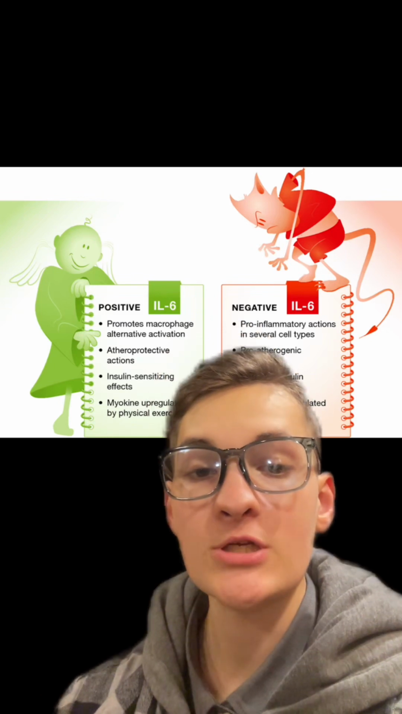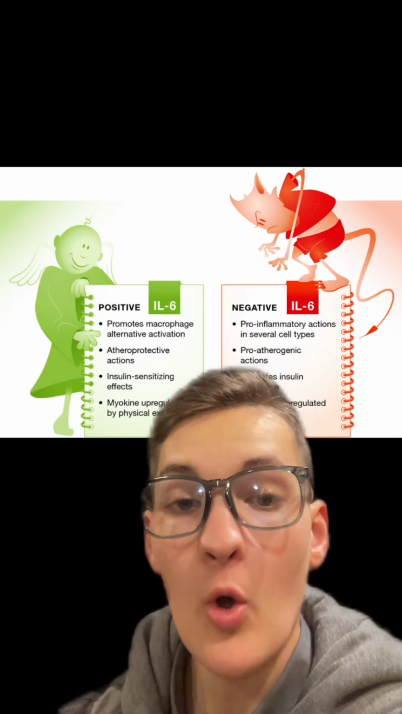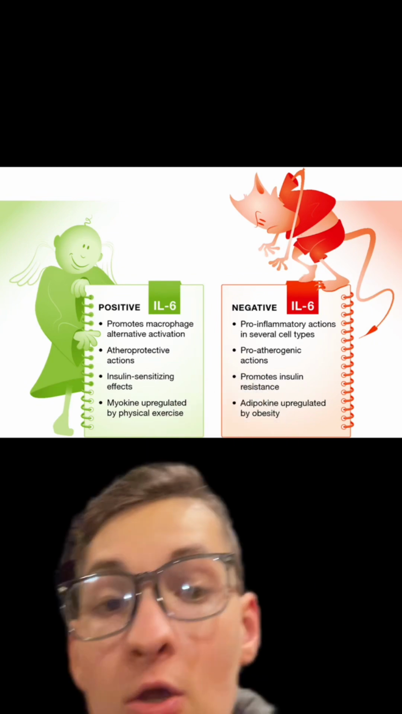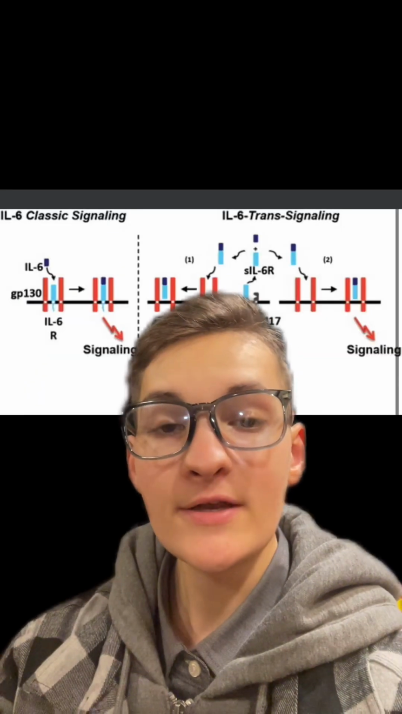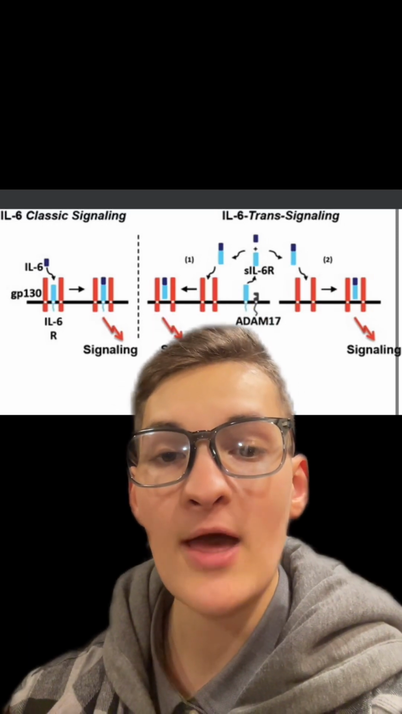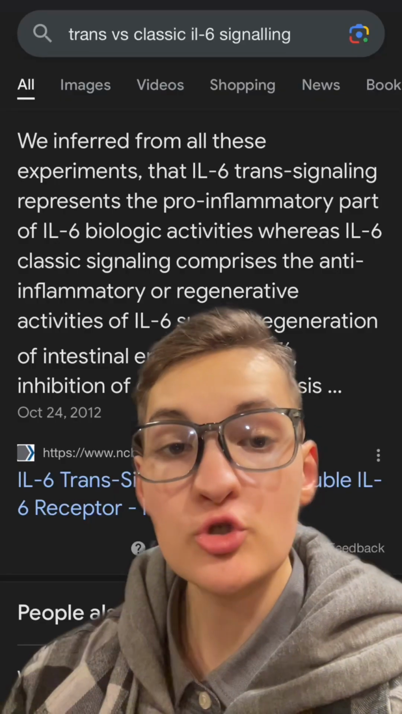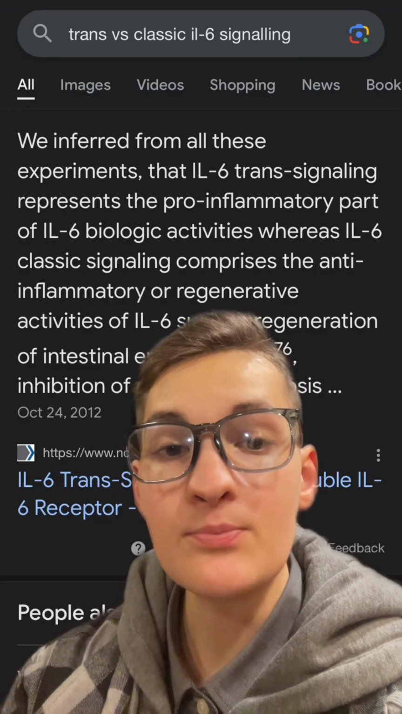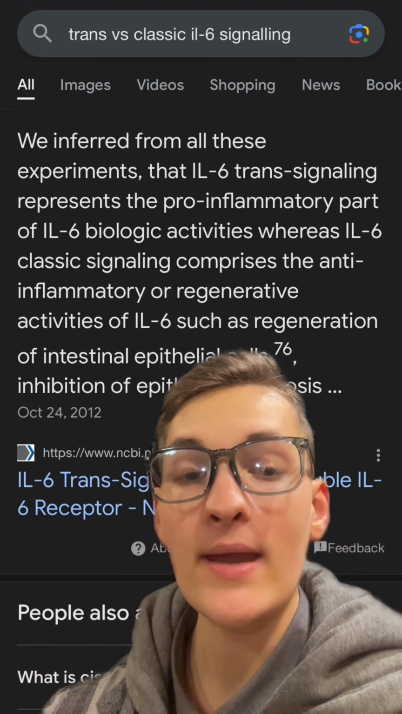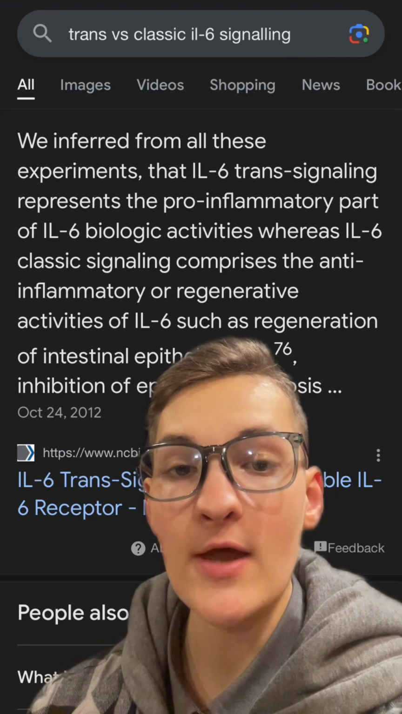Let's take IL-6 for example. IL-6 can be atheroprotective or atherogenic. It can also increase insulin sensitivity or decrease it. And the way that it does this is fascinating. There are typically two IL-6 signaling pathways, the classic pathway and the trans signaling pathway. The trans signaling pathway represents the pro-inflammatory IL-6 activity, but the classic signaling pathway actually induces anti-inflammatory and regenerative effects.